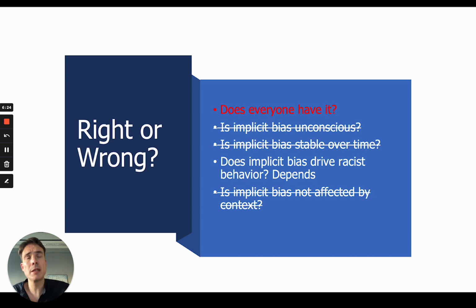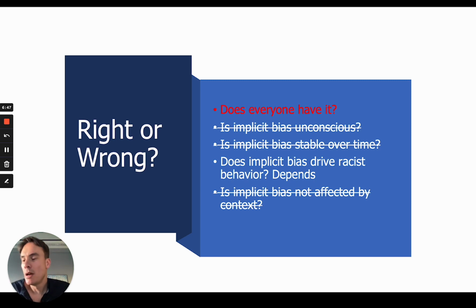And then, is implicit bias not affected by context? We talked about this a little bit. We will talk about this quite a bit in the upcoming slides. It is. It is heavily influenced by context, right? So it's not that you have this bias regardless of whatever happens around you. No, rather the opposite. It seems that the context really strongly biases the biases you have, so to say.